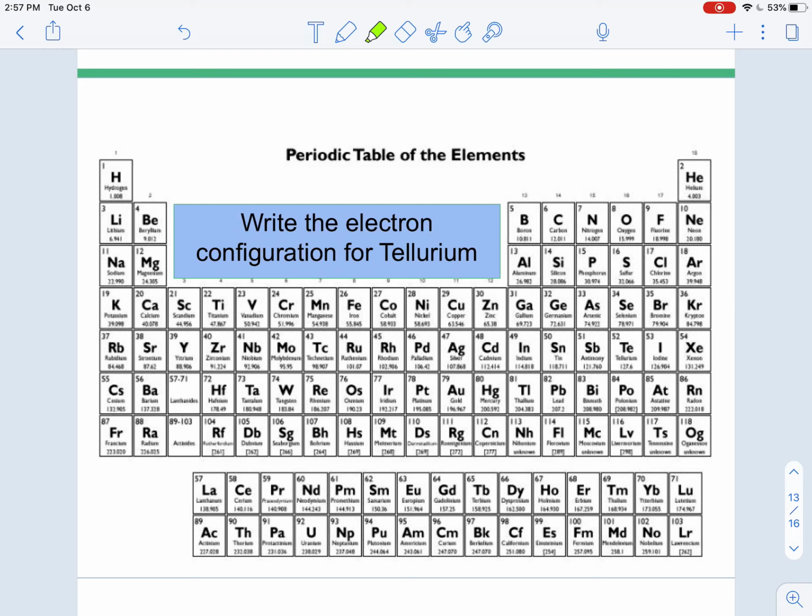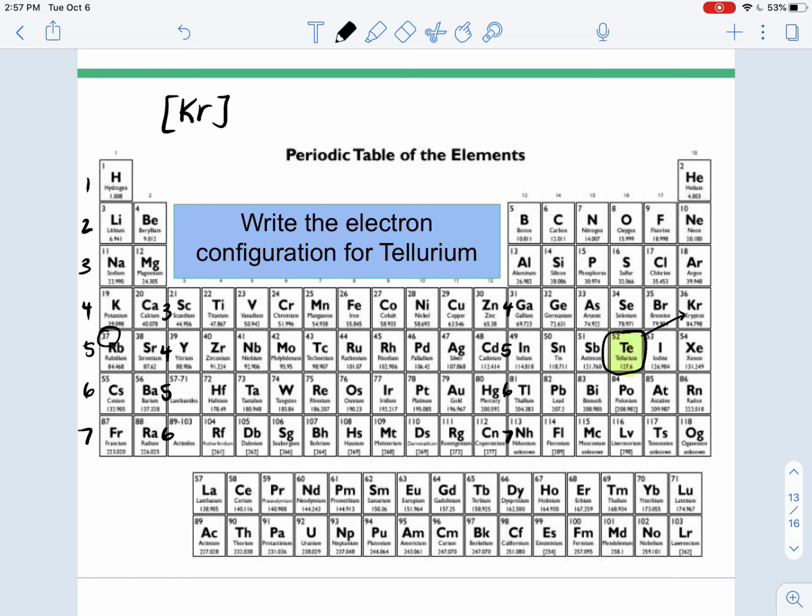So for this one, it wants us to write the electron configuration for tellurium, which is this guy over here. All right, so really quick, I'm just going to go ahead and label 1, 2, 3, 4, 5, 6, 7. This goes 3, 4, 5, 6. And then back up 4, 5, 6, 7. I already know the blocks, so I'm not going to label those. So tellurium's over here, noble gas before it, krypton. So I'm going to go ahead and put Kr in brackets and then move on to the next element.